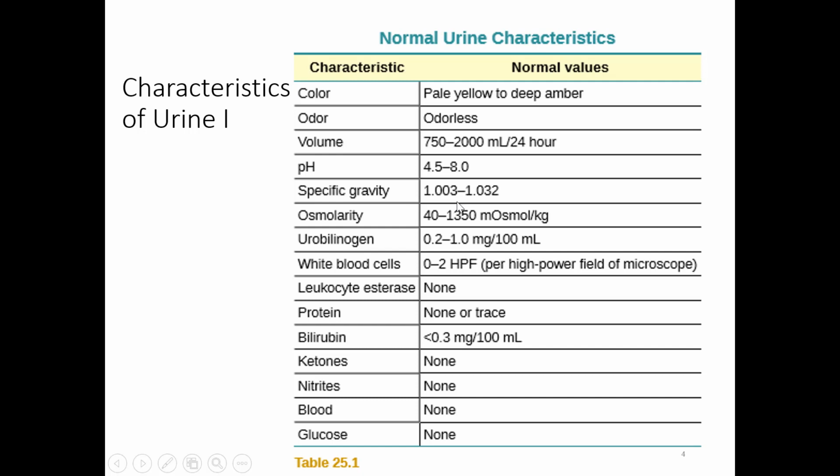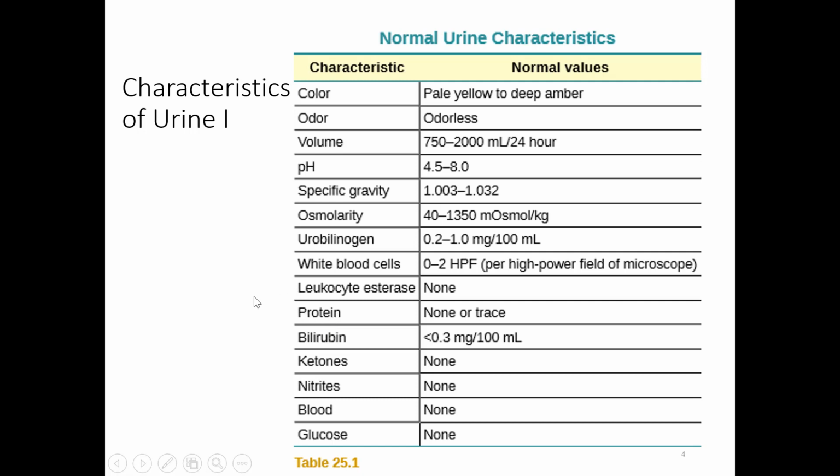Specific gravity is from 1.003 to 1.032. You need to know all those characteristics very well. Also, you need to know what should not be in the urine. First of all, no protein. Sometimes there can be traces of protein when we consume too much of it, but usually none.